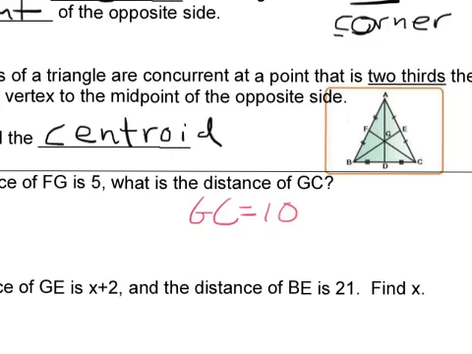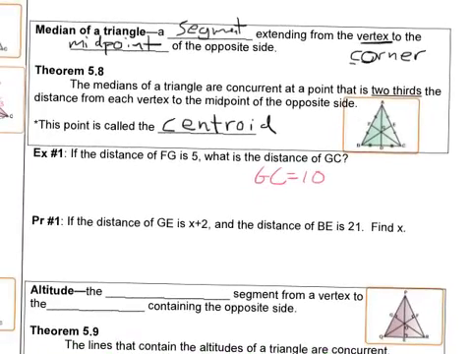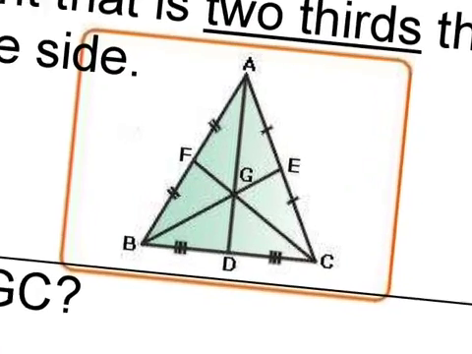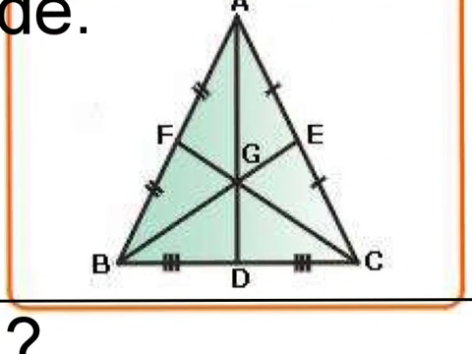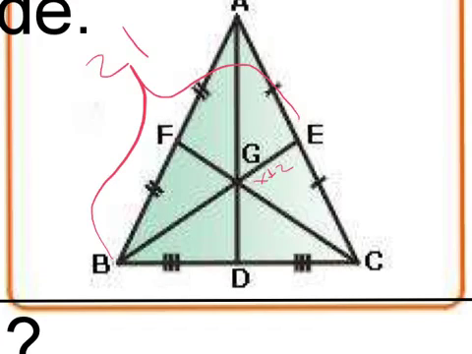Okay, and now the tougher question is, if the distance of GE is x plus 2, and the distance of BE is 21, find x. Okay, let's zoom into our picture again. Remember that GE is x plus 2. So this is x plus 2. But then they told me that this whole distance is 21.